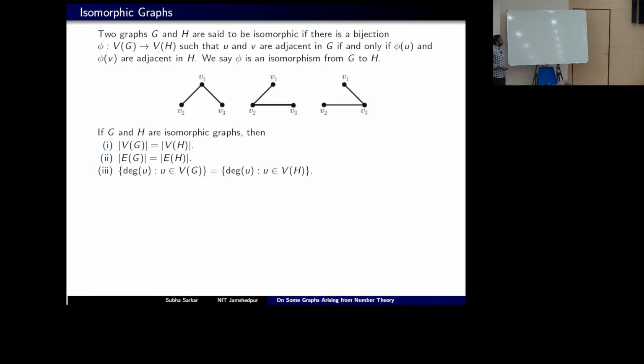So if G and H are isomorphic, then the two graphs will satisfy these three properties, but the converse is not true. Suppose you have two graphs which satisfy these three properties, we cannot say those two graphs are isomorphic. Here I have given one example. Here you see all three conditions are satisfied, but we cannot find any isomorphism between these two graphs. So these conditions are necessary but not sufficient.